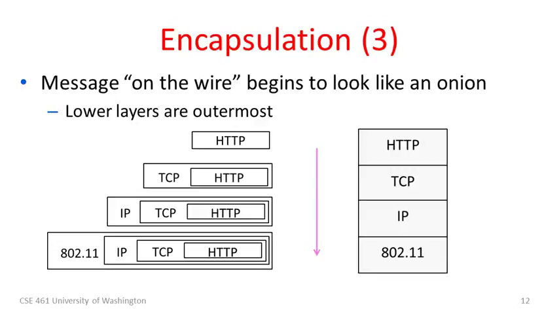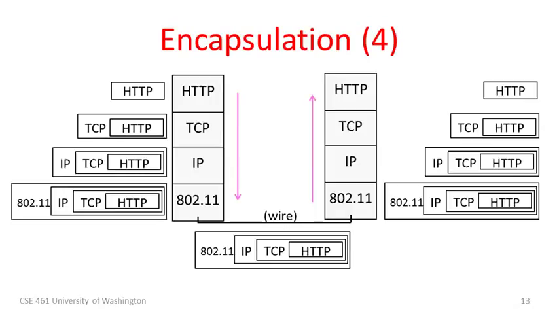Because of this, the message at the lowest layers, and the one which goes out on the wire, begins to look somewhat like an onion. There's layer on layer. And note here, it's easy to get confused about this, but you'll note that because these layers have been added when the message goes down the protocol stack, the lower layers are outermost in this wrapping, not innermost.